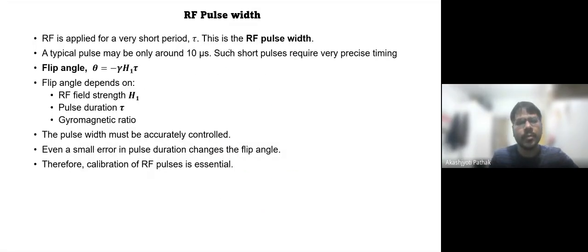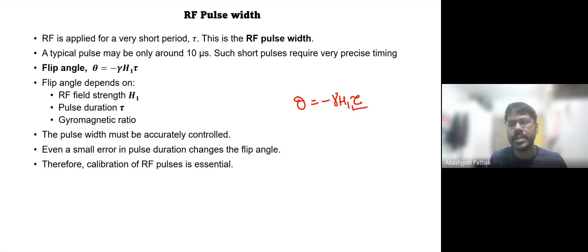Another consideration in the practical aspect of Fourier transform NMR is the pulse width. We discussed that the flip angle is equal to minus gamma B1 tau. So the duration of the pulse is basically the pulse width. The duration of the pulse will control your theta angle, or this flip angle.